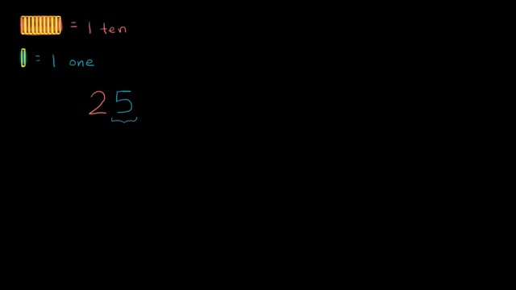And this 2 right over here, this is in the tens place. So let me write that down. That's the tens place. That's the ones place. So this represents 2 tens. What do I mean by that?